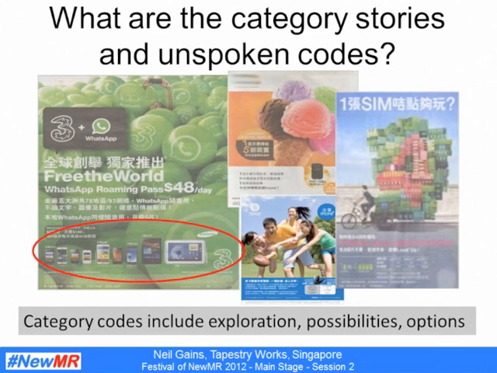That might be our current understanding of the client's business and the marketplace. But it can also be the kind of stories that we find in the category, what are called the unspoken codes. So in Hong Kong, if you look at a lot of the communication of mobile services, there are some common themes that emerge, particularly in certain segments. And one of the bigger themes is around the idea of exploration, of possibilities, options, choices, etc. And you can see that in some of the visuals here.